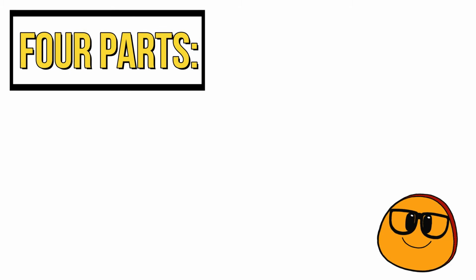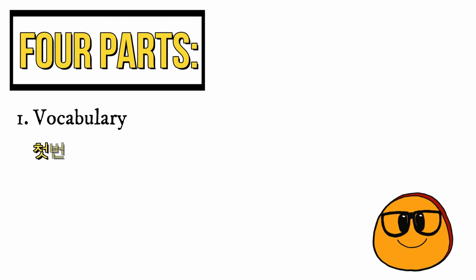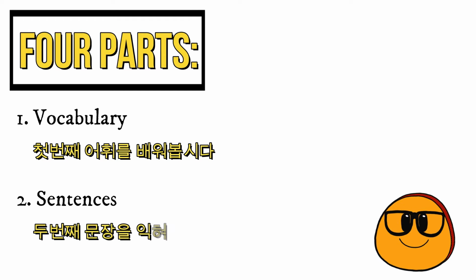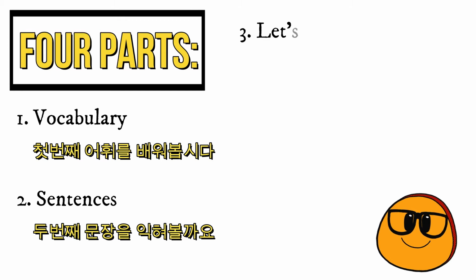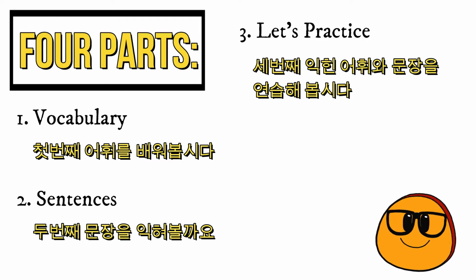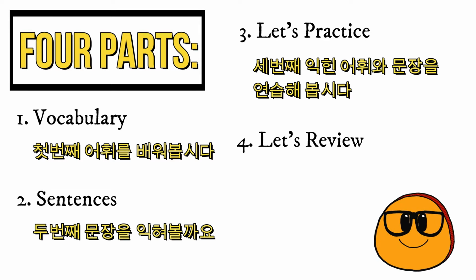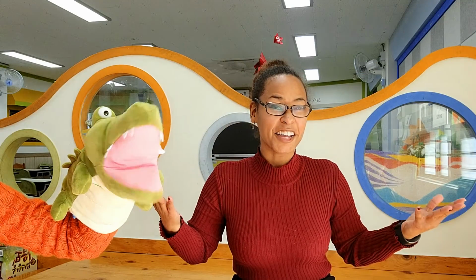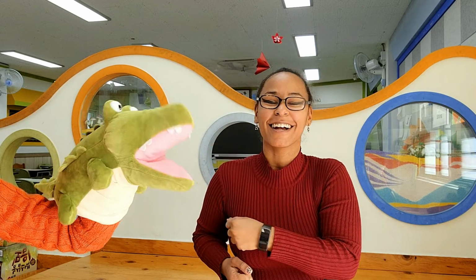There will be 4 parts. 4가지 활동을 해볼까요? First, vocabulary. 첫 번째, 어휘를 배워봅시다. Second, sentences. 두 번째, 문장을 익혀볼까요? Third, let's practice. 세 번째, 익힌 어휘와 문장을 연습해봅시다. And fourth, let's review. 네 번째, 복습해봅시다. Are you ready? Let's get started!